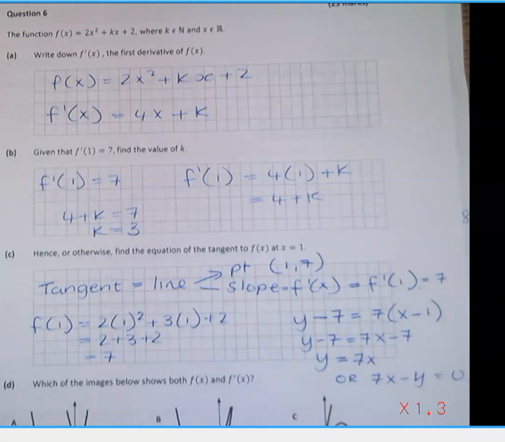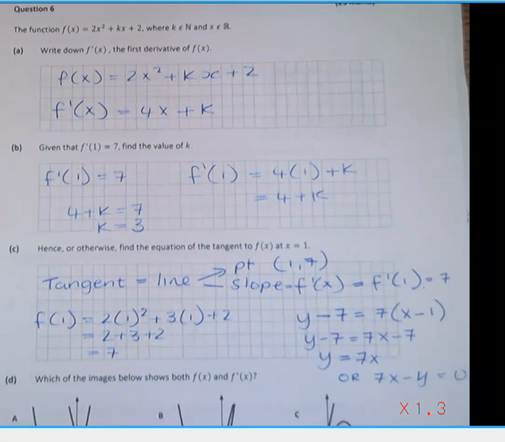So then you plug it into your equation of your line formula, which is your y minus y1 equals m times x minus x1. So you're going y minus 7 equals 7 times x minus 1. Multiply it out, so you're getting y minus 7 is 7x minus your 7. Tidy it up, so your y is 7x, or you could write it as 7x minus y is equal to 0.